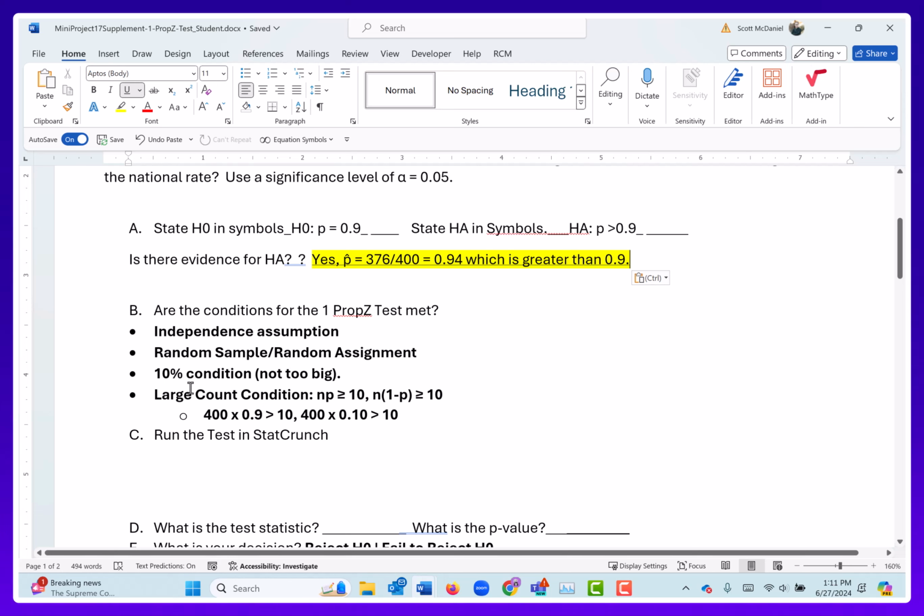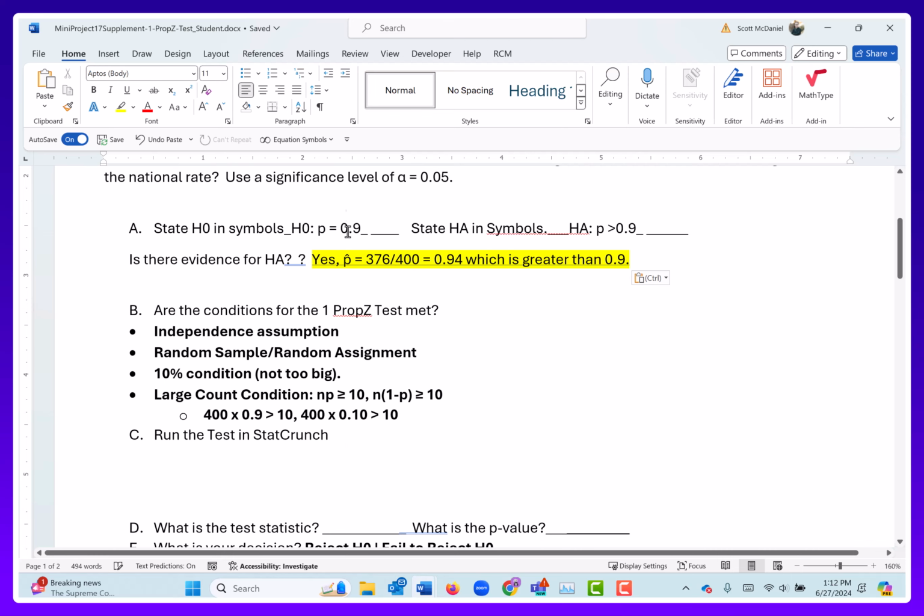Our sample can't be too large. So if the city only had 600 people there, we can't really use this due to independence. Usually not a problem at all. And the large count condition. This is one that sometimes can be a problem, particularly when our value here, the parameter, is pretty close to 1 or pretty close to 0. This is actually pretty close to 1, so it's healthy to go ahead and run that out. Is n times p bigger than 10? And n times 1 minus p bigger than 10? They are in both cases, so we are good there.